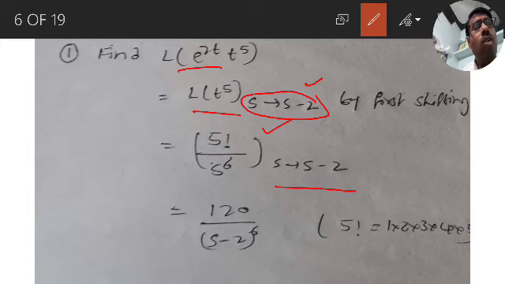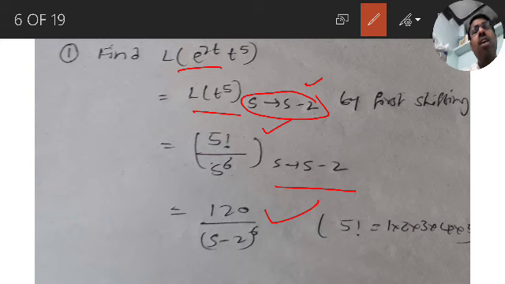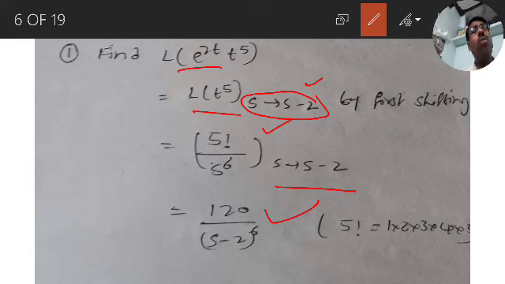What is 5 factorial? 5 factorial is 1 into 2 into 3 into 4 into 5. 1 into 2 is 2, 2 into 3 is 6, 6 into 4 is 24, 24 into 5 is 120. Therefore 5 factorial is 120, and replace s by s minus 2. The final answer is 120 by s minus 2 whole power of 6. So note it down. This is using first shifting theorem.